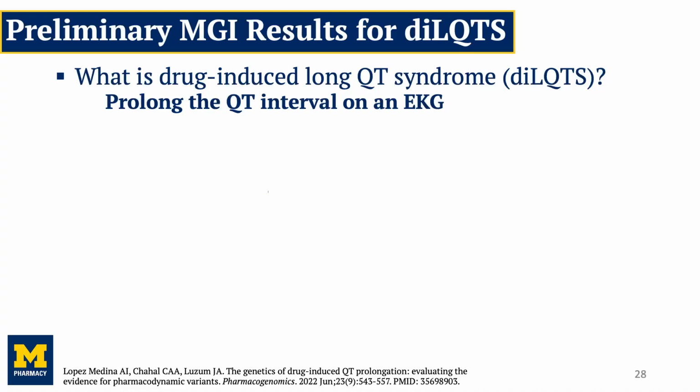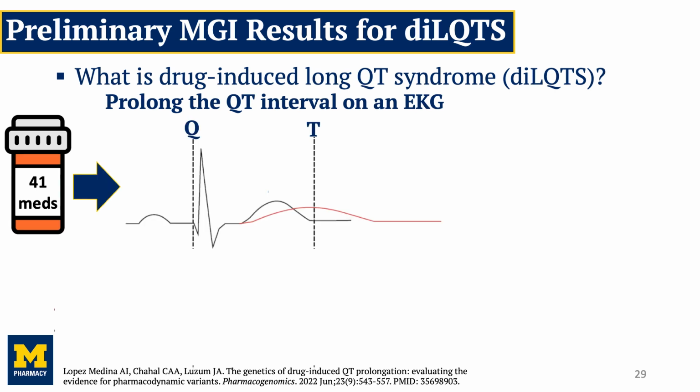So what is drug-induced long QT syndrome? We have 41 medications that are known to be high risk for prolonging the QT interval on an EKG. The solid black line in this figure is what a normal heart rhythm looks like. The vertical dashed lines are measuring the QT interval. The red line shows when that QT interval can be prolonged.